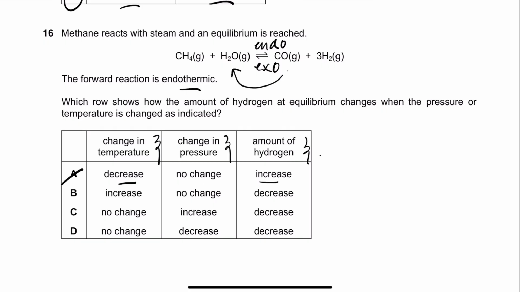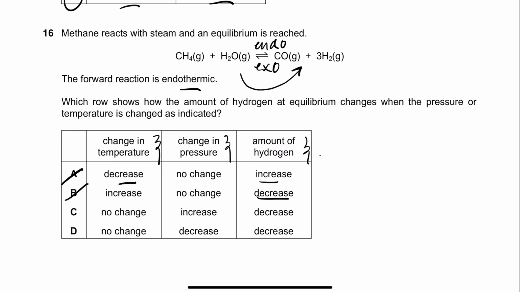So A is wrong. Then it says if I increase the temperature, the equilibrium, if you increase the temperature, obviously it favors the endothermic part. So the hydrogen should increase. It will favor the right, the forward reaction, and the hydrogen amount should increase. Here it's written decrease. So B is wrong.